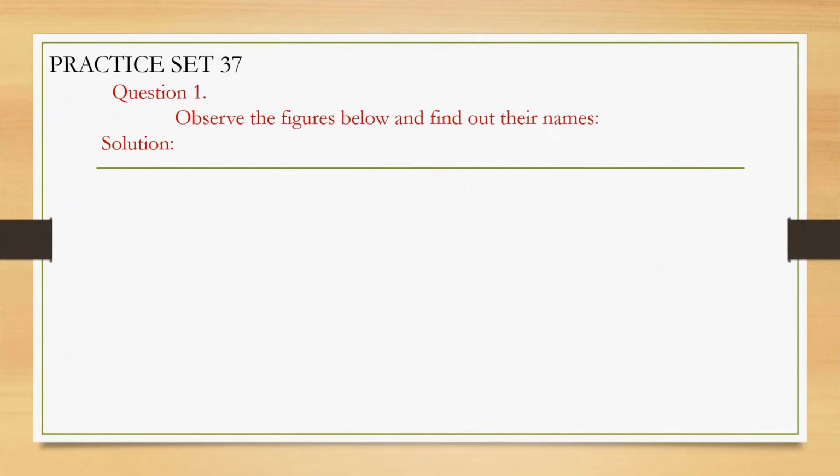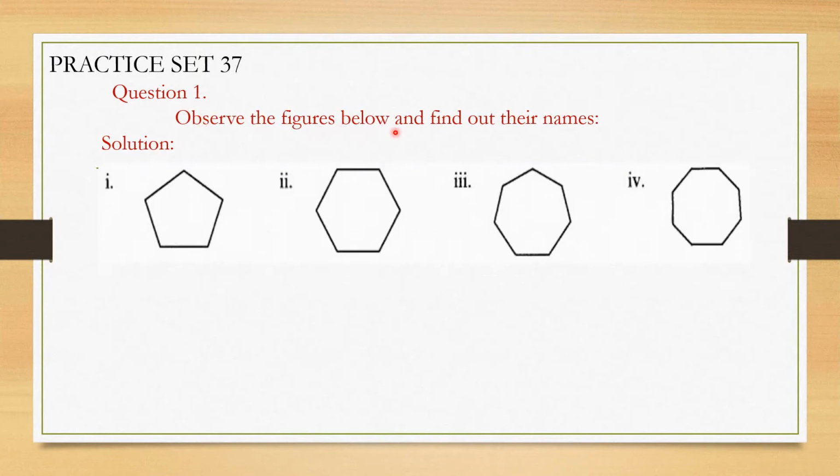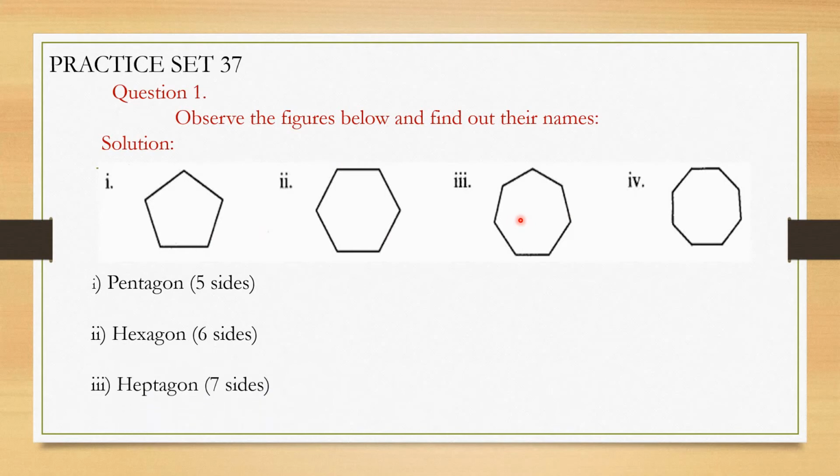Let's move on to practice set 37, question 1. Observe the figures below and find out their names. In the first figure, the 5-sided closed figure is called a pentagon, and the second one, a 6-sided closed figure, is called a hexagon. The third one, a 7-sided closed figure, is called a heptagon, and the fourth one, an 8-sided closed figure, is called an octagon.